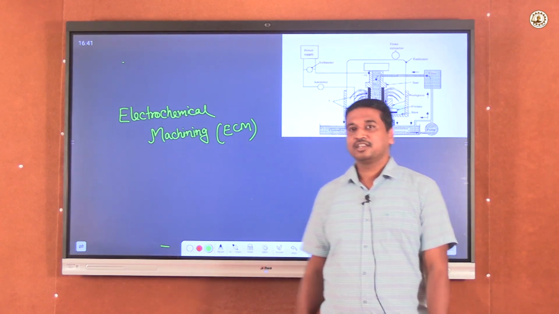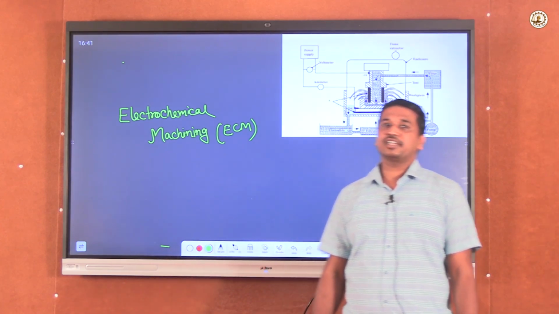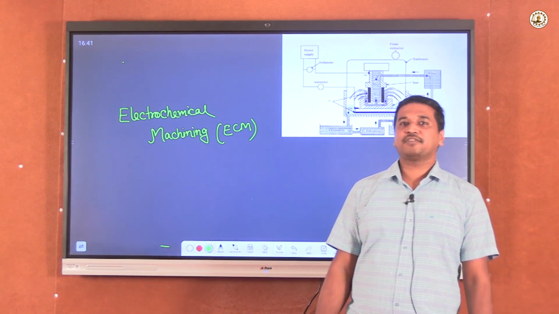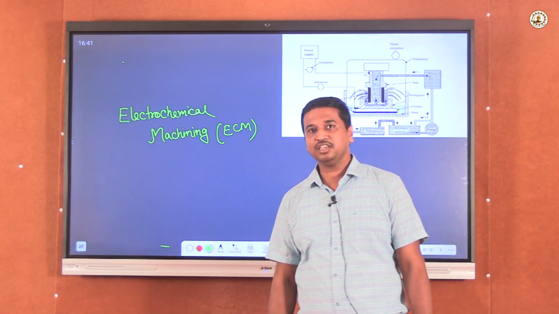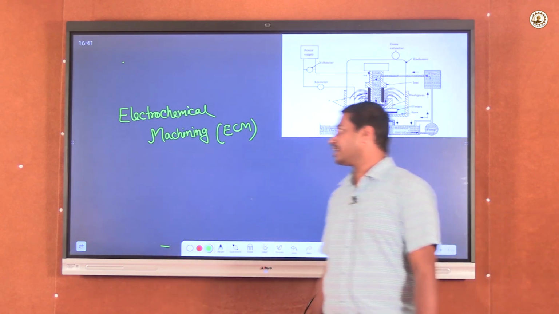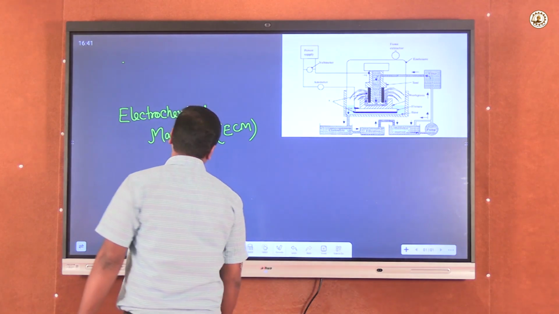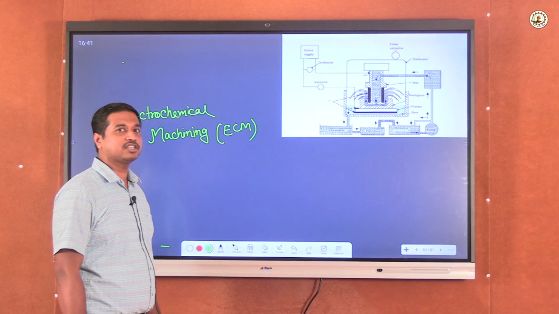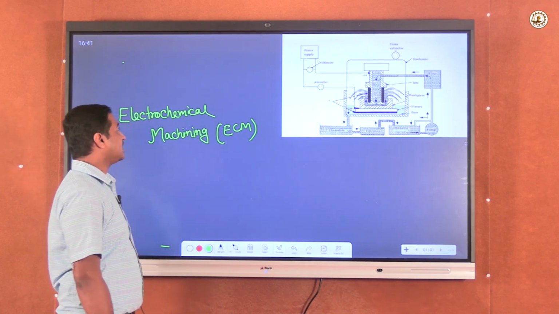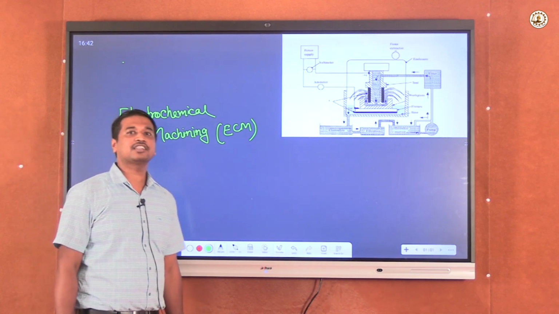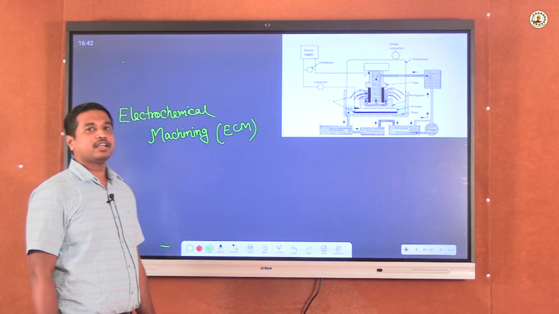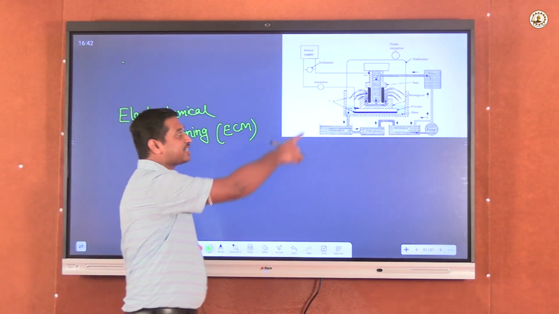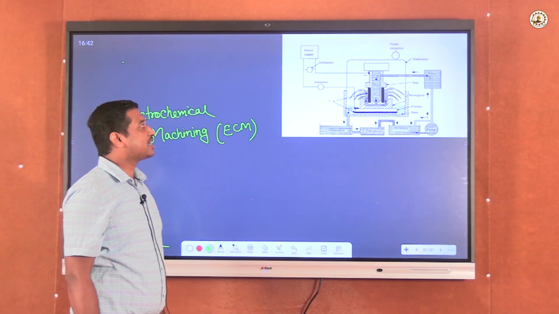Dear friends, today we are discussing the most important topic, that is electrochemical machining, which is an advanced manufacturing process. You already know the electroplating process, which is depositing the material atom by atom. But this electrochemical machining process is a reverse electroplating process, where we remove the material atom by atom. If you see the schematic diagram, this is the electrochemical machining process.